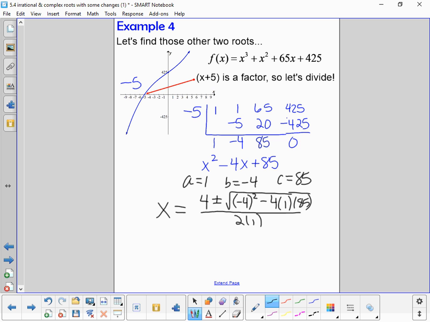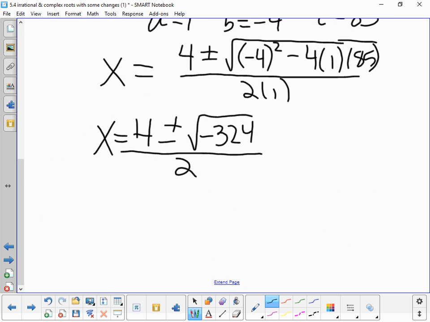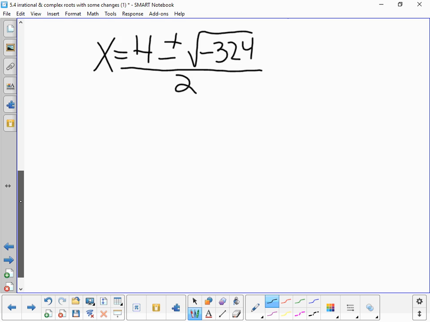And what we have in our radical, if we simplify that, we get x equals 4 plus or minus the square root of -324, and that's all divided by 2. Let's see, make that a little bigger. Sorry. Oh, it's giant now.